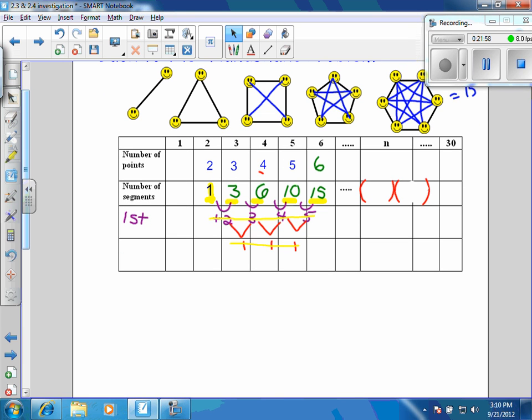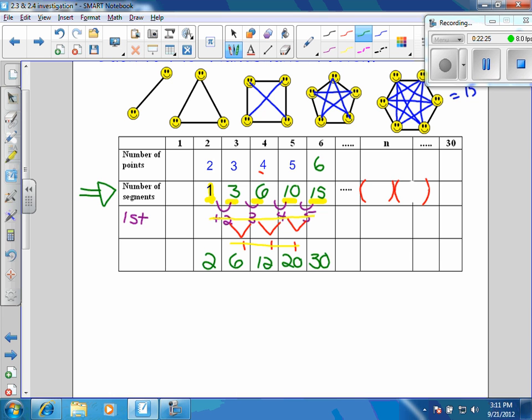So the trick is, if you can't find a rule, you could just take all of your values and double them, and try to find a rule for the doubled ones. So I'm going to double each of these. I'm going to double 1 and I get 2. I'm going to double 3 and I get 6. I'm going to double 6 and I get 12, 20, 30. And if that works, I'm going to take my answer and undo it by dividing by 2. Now it works. So it takes a couple tries, guys.